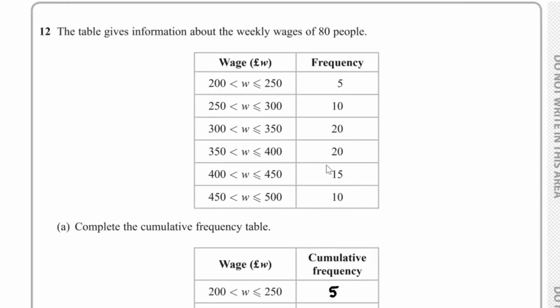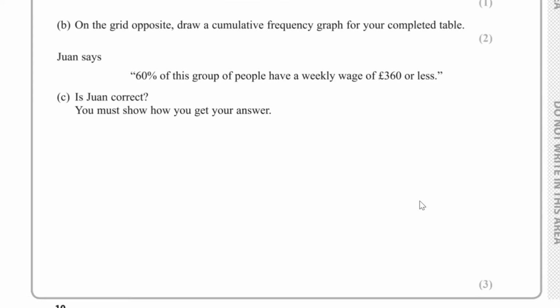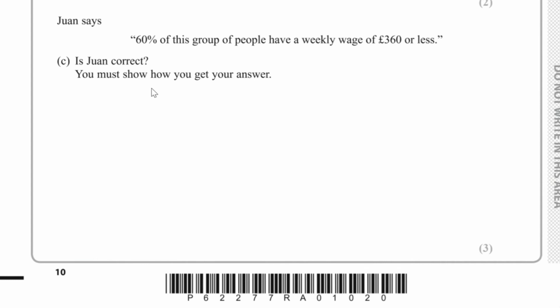Now for part C, Juan says 60% of this group of people have a weekly wage of £360 or less. Is Juan correct? You must show how you get your answer. Well, first of all, 60% of 80, that's equal to 48.